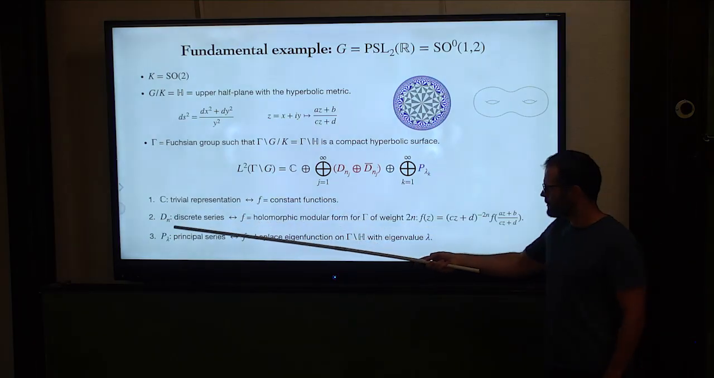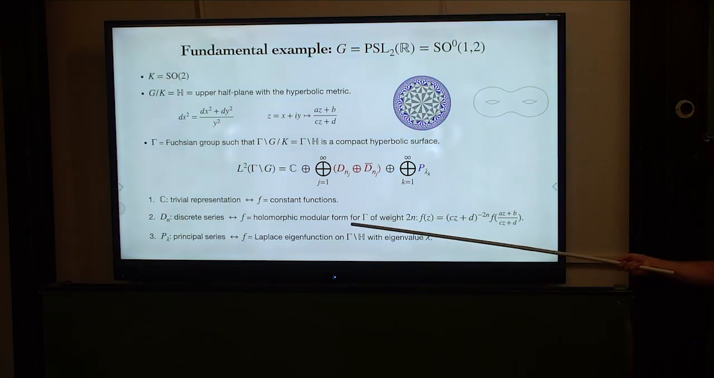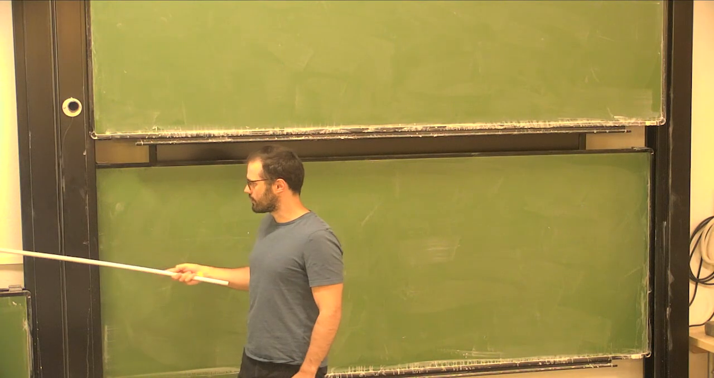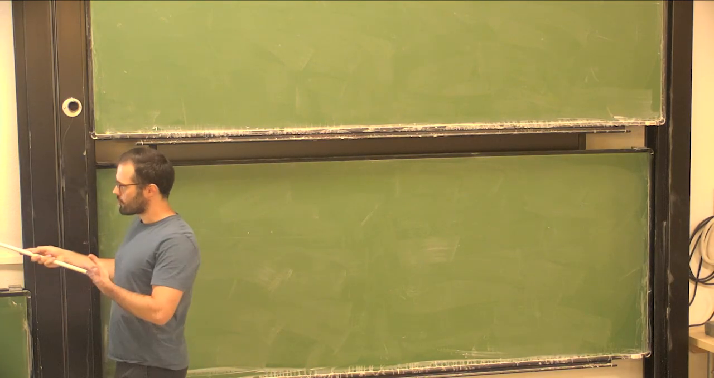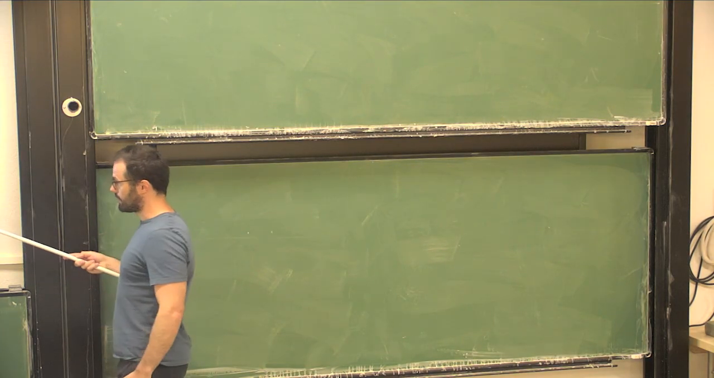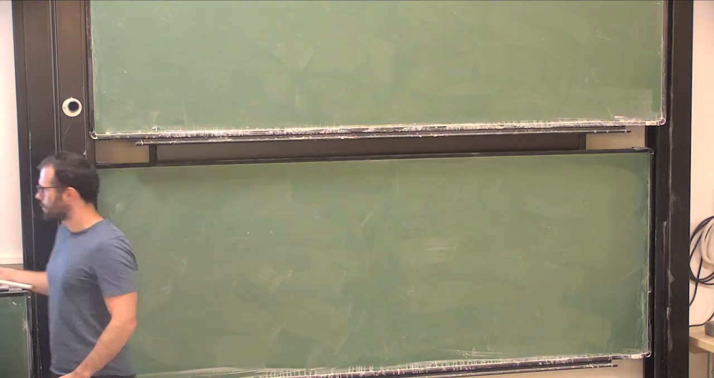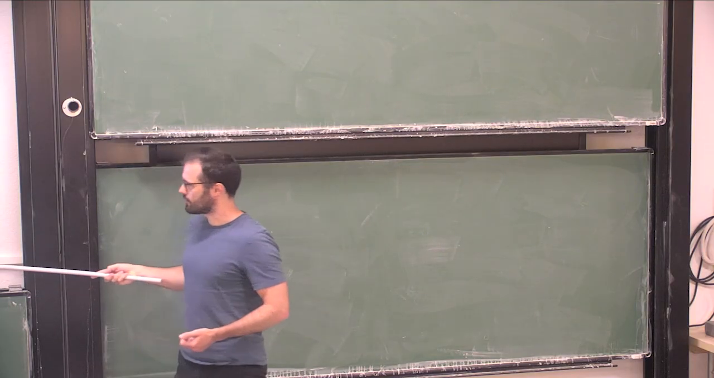Then there is a so-called discrete series, D of n, which are the lowest weight representations, and they correspond to holomorphic modular forms of weight 2n. So they are functions on the upper half plane that transform as such under gamma. And these come together with their conjugates. So these are lowest weight, these are highest weight representations. And finally, there are these principal series representations, P labeled by lambda, which are in one-to-one correspondence with Laplace eigenfunctions on the surface, where lambda is the eigenvalue of the corresponding Laplace eigenfunction.